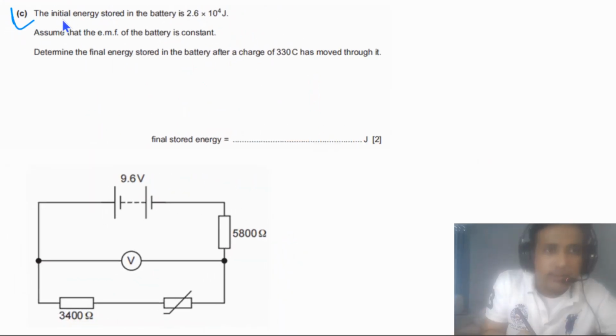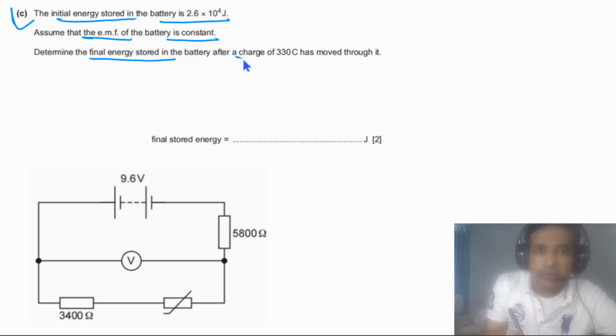Part C says the initial energy stored in the battery is 2.6 times 10 to 4 joules. Assume that the EMF of the battery is constant. Determine the final energy stored in the battery after a charge of 330 coulomb has moved through the battery.